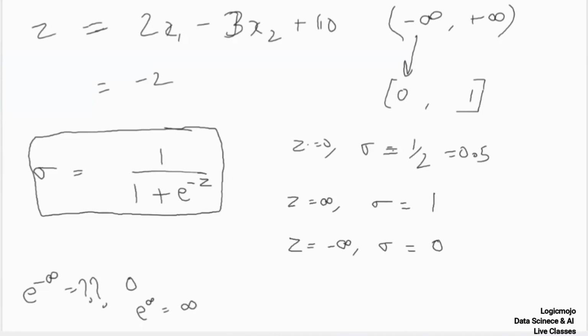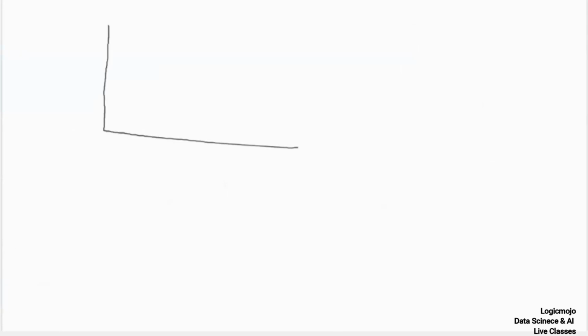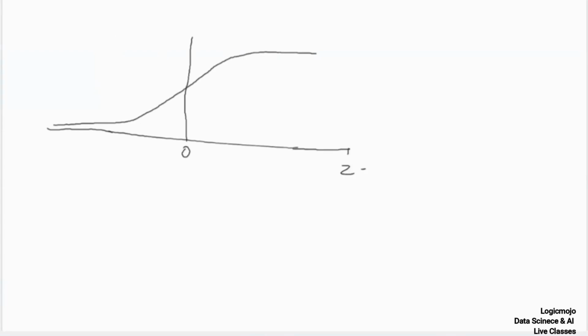Is this clear? So if I try to plot sigmoid, it looks like this. Okay, let's say this is z equal to 0, and here z is going towards infinity. Here z is going towards -infinity. And this is sigmoid. So this value is 0.5, and as it moves towards infinity its value moves towards 1. And as it goes towards -infinity, sigmoid moves towards 0. Okay, any doubt in sigmoid, guys?